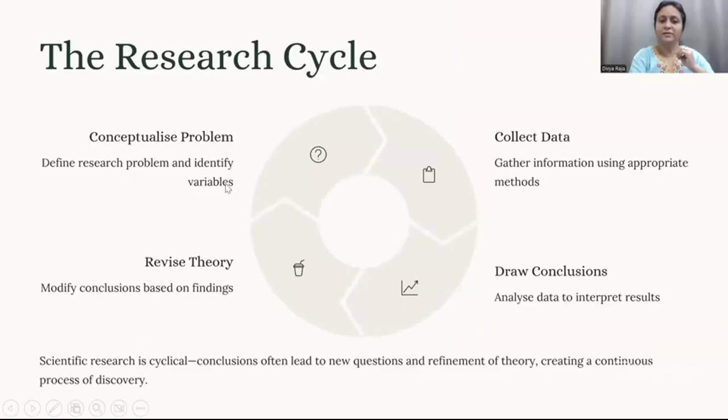Now, the first step, like I said, is conceptualizing the problem, where we define the research problem or the problem statement and identify variables. Then we collect data using different methods. We draw conclusions by analyzing our data and interpreting our results. Depending on the results, we have to modify our conclusions based on findings. Then we'll have to revise the theory. So they say that scientific research is always cyclical. Now, conclusions always lead to new questions and refinement of theory, creating a continuous process of discovery.